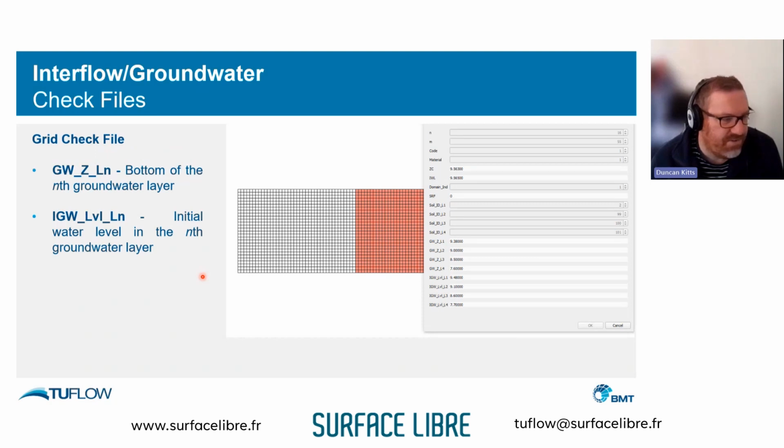We can use the grid check files. So once we set these up, whether it be setting them up using set commands, or whether we use vector data sets or gridded data sets, we can check what the various levels of our individual soil layers are. So on a cell by cell basis, we can look at the groundwater soil layer levels. In this case, I've got 4 soil layers, and we can look at the initial groundwater within those layers as well.